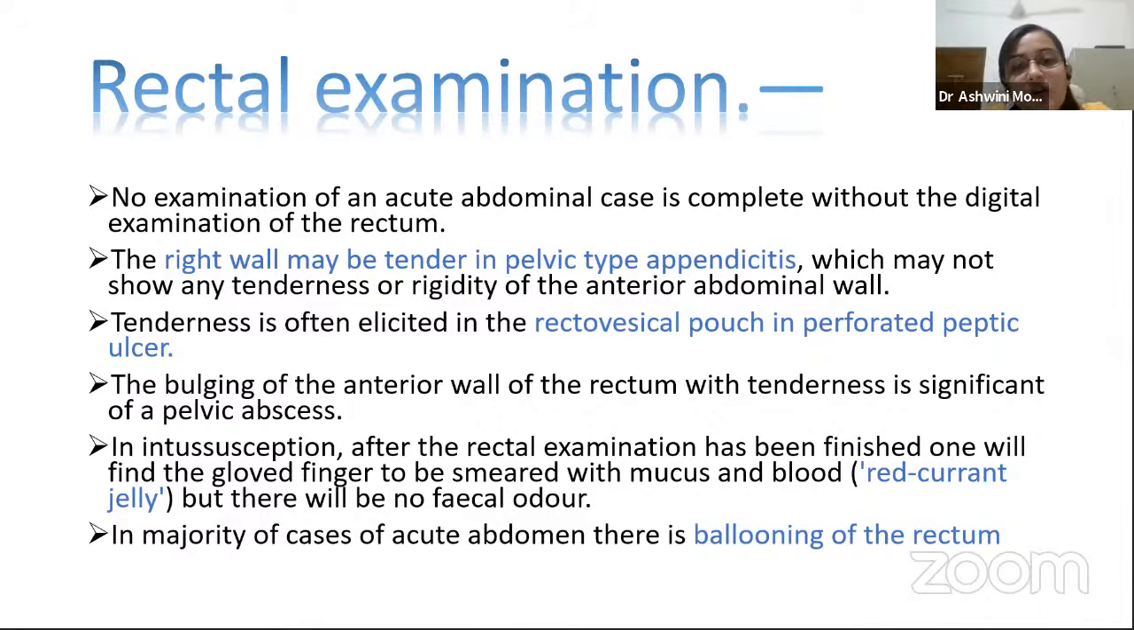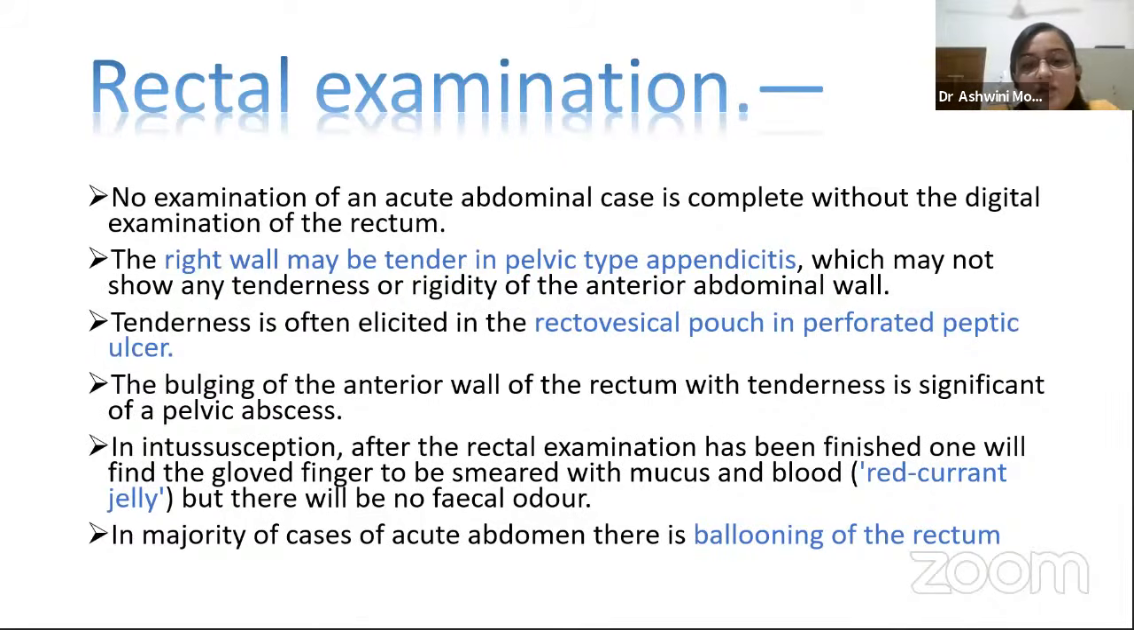Bulging of the anterior wall of the rectum with tenderness is a significant finding of a pelvic abscess. Similarly in the rectovesical pouch, if there is a collection, it will push the anterior wall of the rectum, causing bulging and tenderness. In case of intussusception, after the rectal examination, you will find the gloved finger smeared with mucus and blood, that is redcurrant jelly, but there will be no fecal odor. As it is an obstruction, the distal bowel must be empty, but the mucus and jelly-like material from the ischemic point of the intussusception will come out, and you can see that on PR examination.